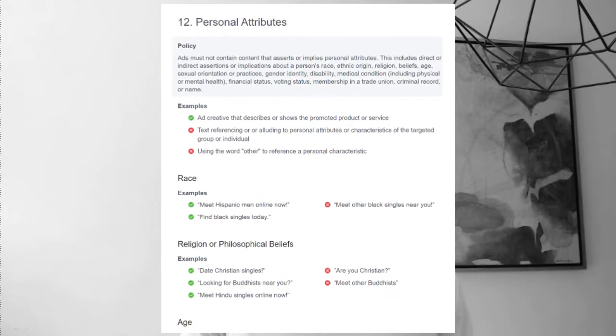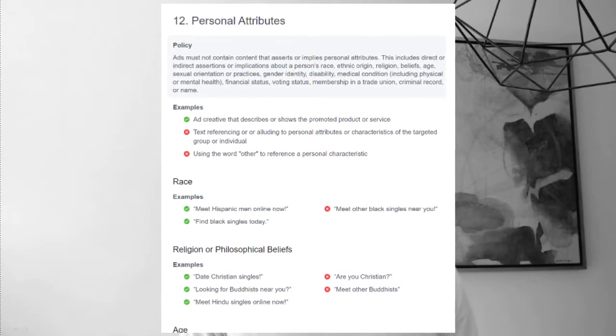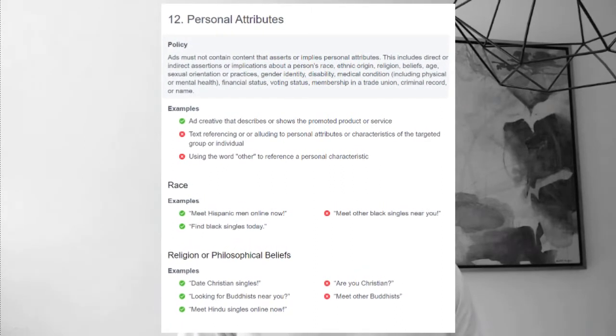Now, one thing about the call them out hook is you want to be very careful that you're not breaking Facebook's personal attributes policy. I'll put a link down to that in the description, but just be aware that there are some things that you can and some things that you cannot do in regards to calling out your target audience.